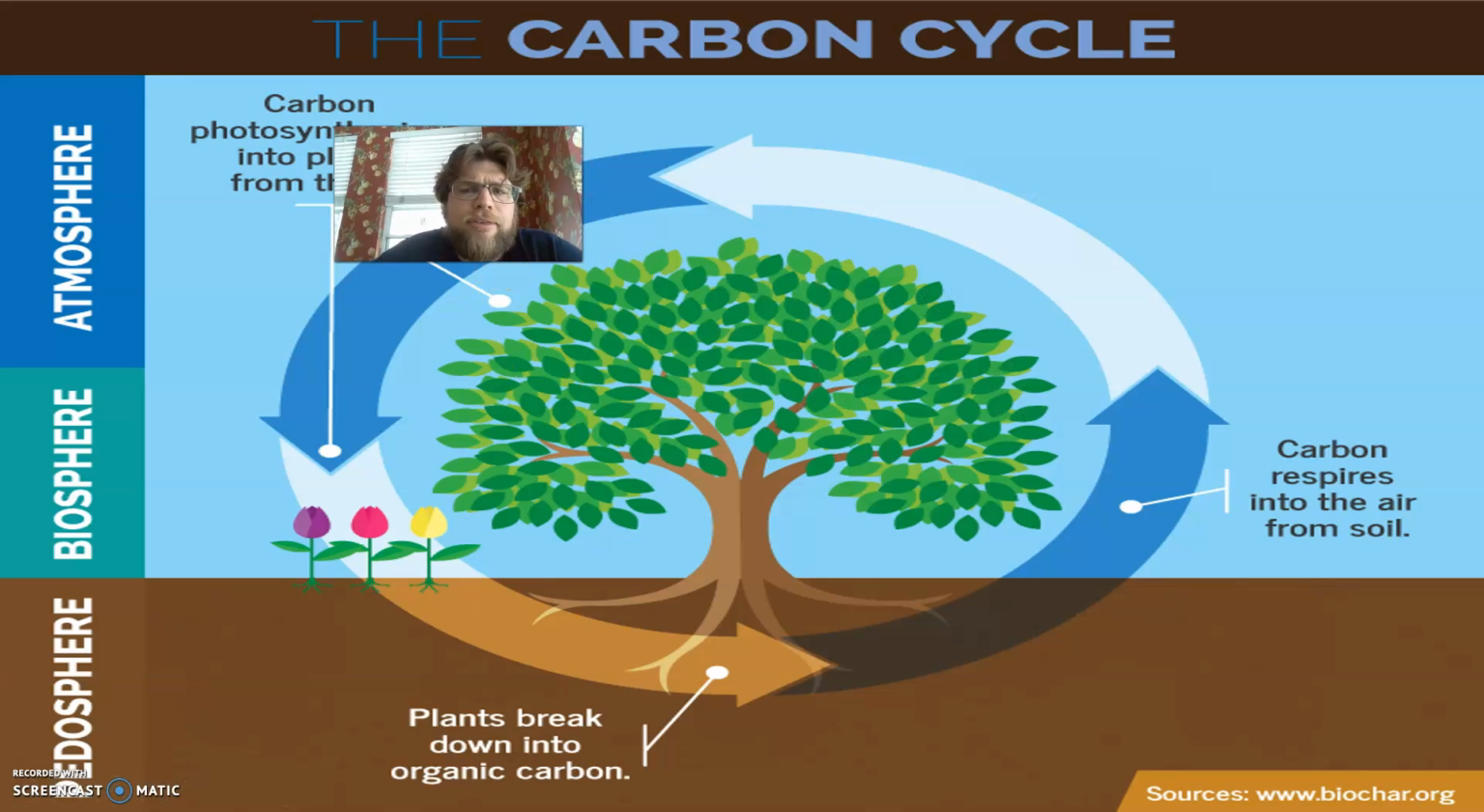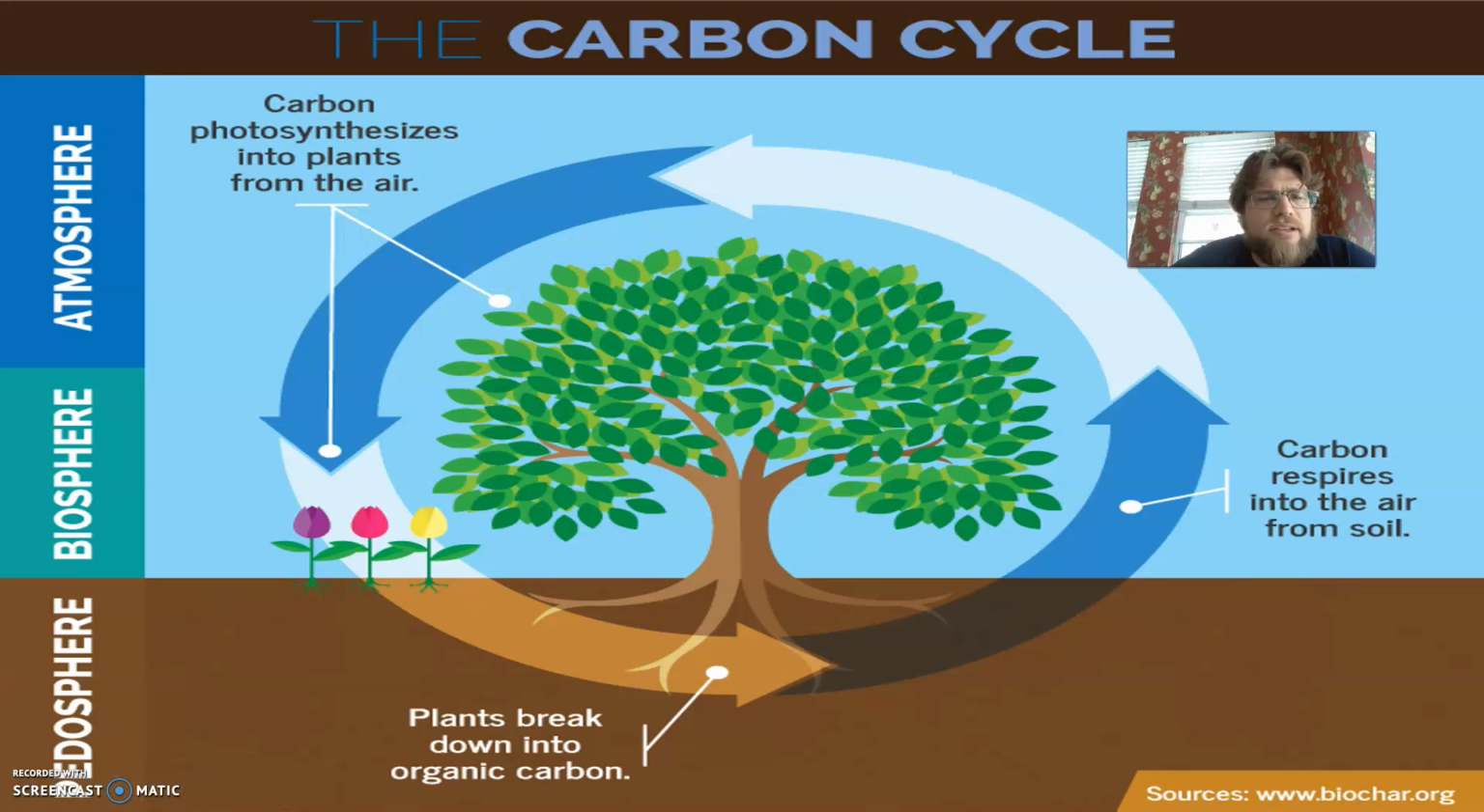Okay, so with those biological processes in mind, we can look at a simple carbon cycle centered around a tree, our biosphere, biomass. So carbon goes into a plant from the atmosphere to the biosphere through photosynthesis. Okay, and then that plant breaks down into organic carbon in the soil, and then bacteria, as they're breaking it down, are releasing carbon into the atmosphere, and we have this cycle going round and round.